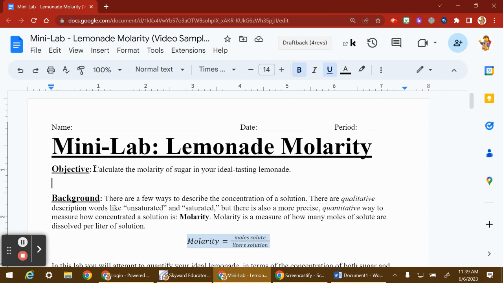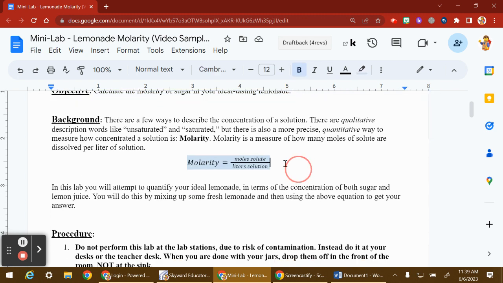So I made a few changes to this lab. Originally, you were also doing some pH calculations, but since I didn't get to it this year, we're just focused on calculating the molarity of sugar in your ideal tasting lemonade. So this is the only formula you need. Molarity of a solution equals moles of solute you have divided by how many liters of solution you have.